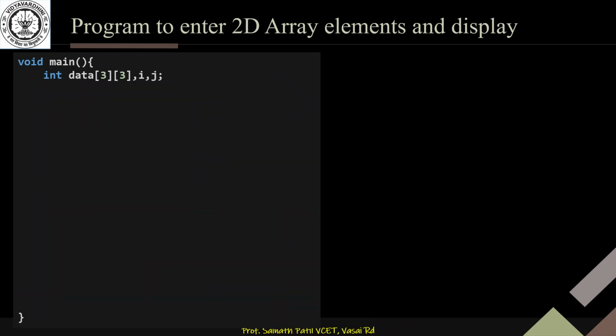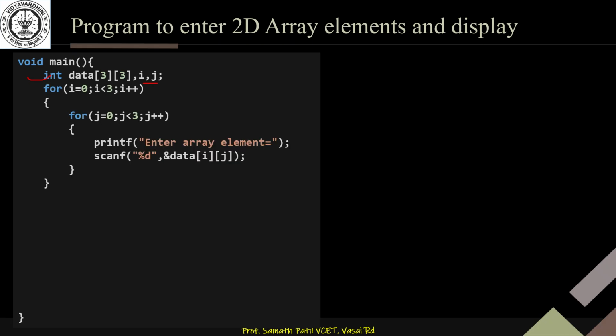So let's see a program to enter 2D array elements from the keyboard and display them. I declare an int data 2D array of size 3 by 3 in two square brackets. I declare two more variables, i and j. Now to enter array elements from the keyboard, I use nested for loops, an outer for loop and an inner for loop. Outer for loop: i equal to 0, as array index starts from 0, semicolon, i less than 3, since I know the number of rows, or row size, is 3, semicolon, i plus plus.